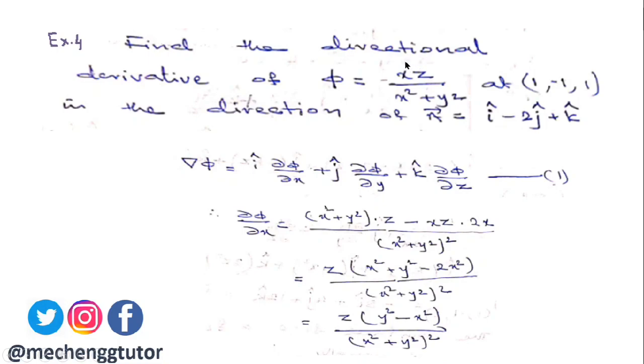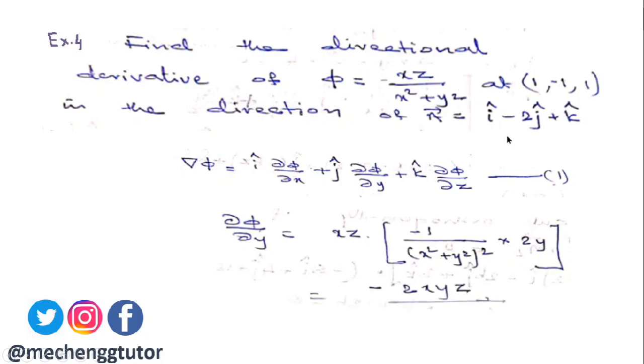Derivative of the numerator xz with respect to x is only z, minus numerator xz, keep it as it is, times the derivative of x² + y² with respect to x, which is 2x. So z is common, take it out: x² + y² − 2x², and that will give z into bracket (y² − x²). You can combine x² and −2x². So z into (y² − x²) upon (x² + y²) the whole square. This is ∂phi upon ∂x.